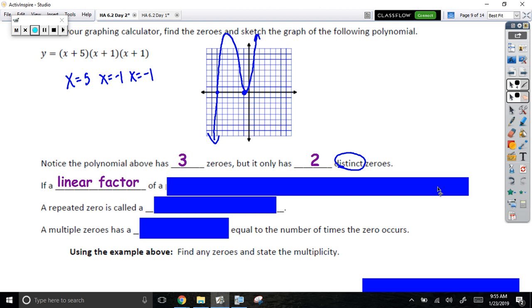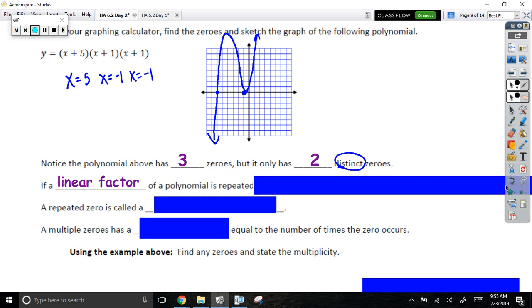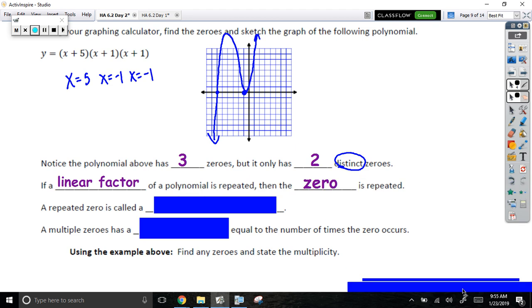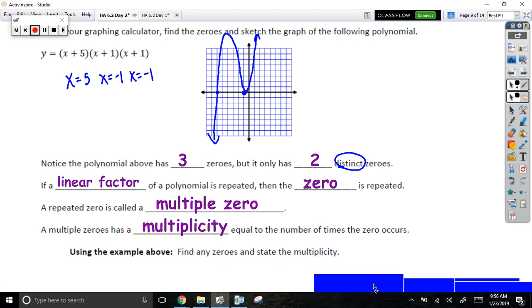If a linear factor of a polynomial is repeated, so if you see x plus 1 and x plus 1, then of course the 0 will be repeated. A repeated 0 is called a multiple 0 because it occurs multiple times. And the way that we would write the answers for a multiple 0 is to say that it has a multiplicity equal to the number of times it repeats.